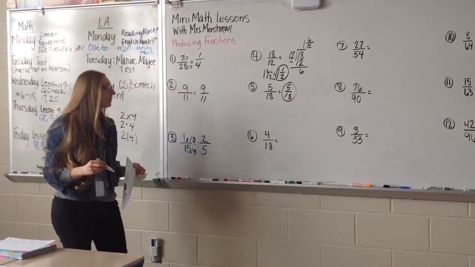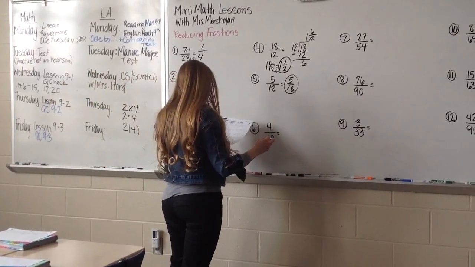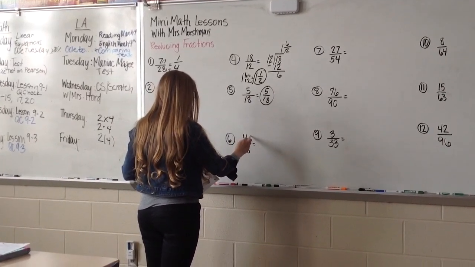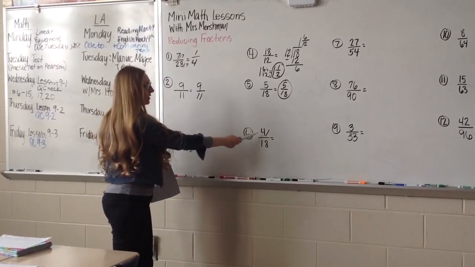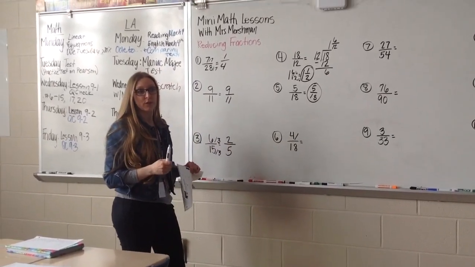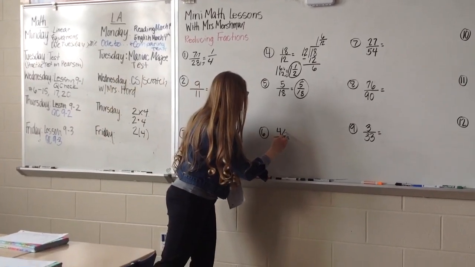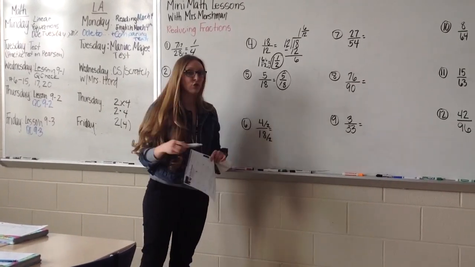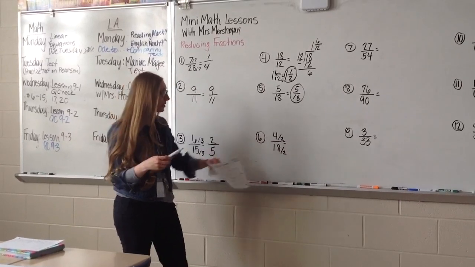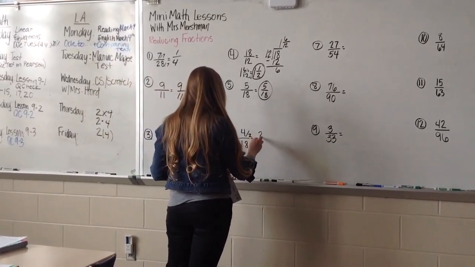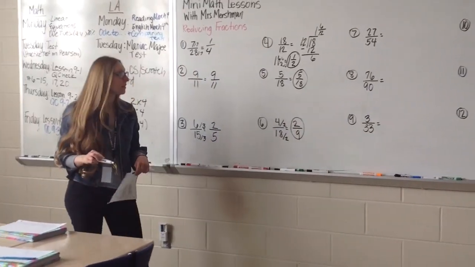Here's your reduced answer. On 6, I have 4/18. On 4/18, I have a greatest common factor of 2. One way I know that this can be reduced is if I have a top and bottom number that are both even, I know I can divide both by 2. Anytime you have an even top number and an even bottom number, that's a trick you can think of. You know it can be divisible by 2, which means it can be reduced. So 4 divided by 2 is 2, 18 divided by 2 is 9, and you get 2/9.